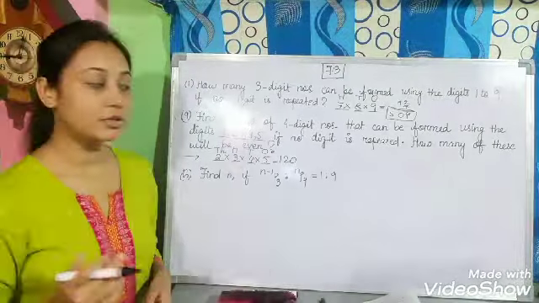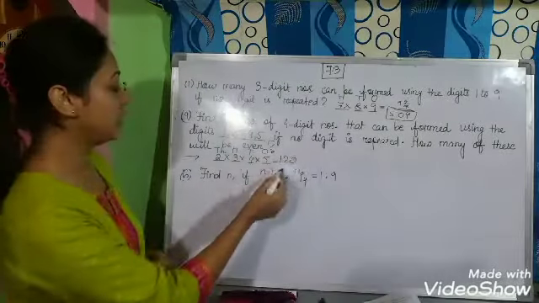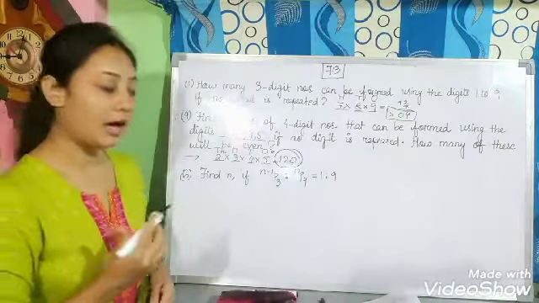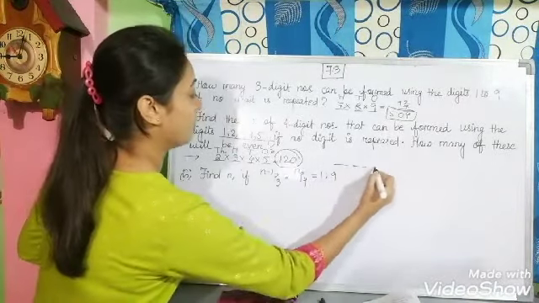Now the next part of the question is, how many of these will be even? So among these 120 4-digit numbers, how many are even here? So let's find it out.